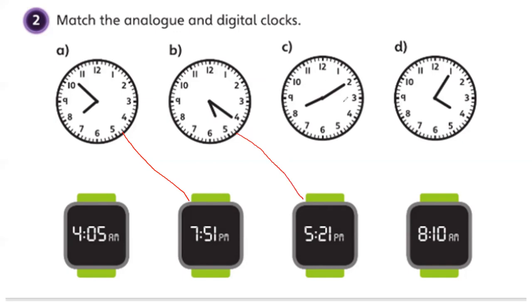Brilliant. Now let's look at this one. Here, again, the hour hand is moving between the 8 and the 9. With the digital, we always go to the 8. So let's look at how many minutes past 8. And here, we've got 10 minutes, straight on pointed towards the 2. So 2 lots of 5 is 10. So 10 minutes past 8. So we know this is going to be this one. So let's move that across there. But let's check it first.